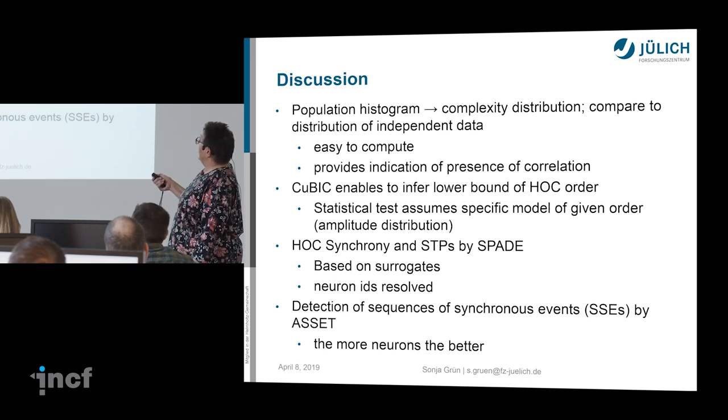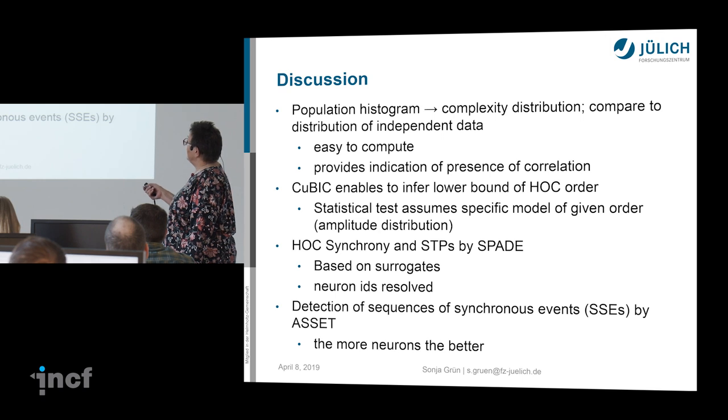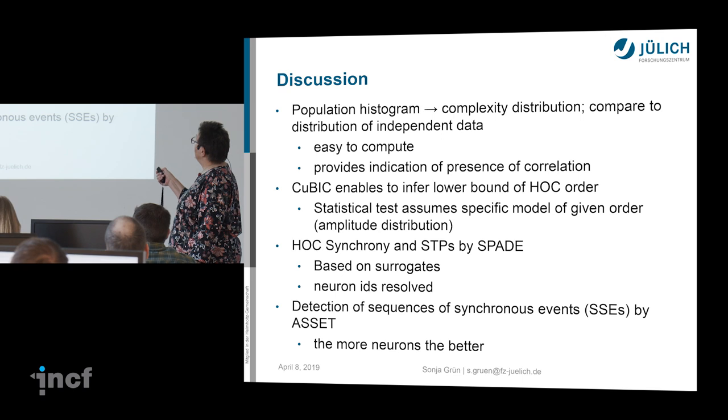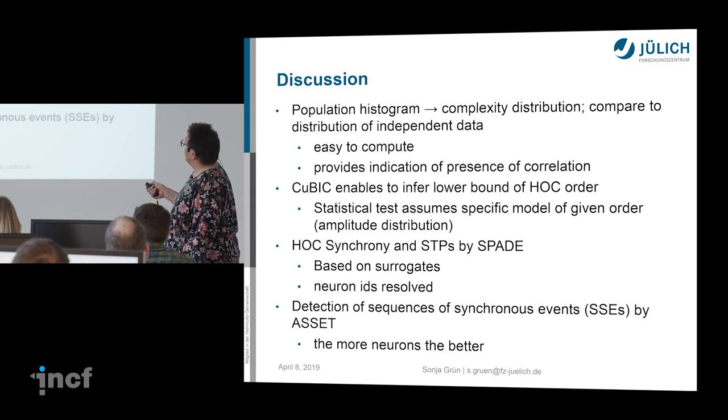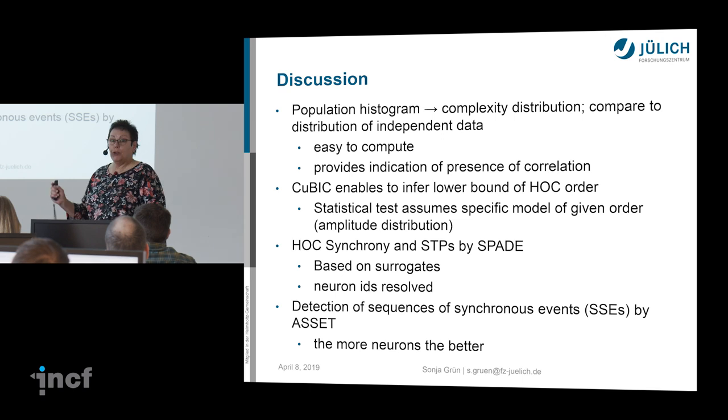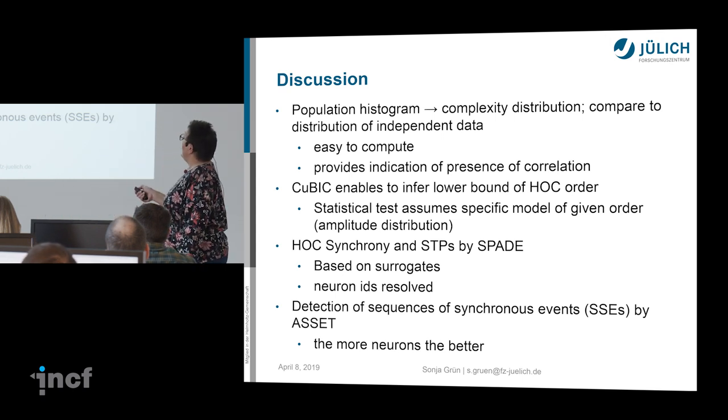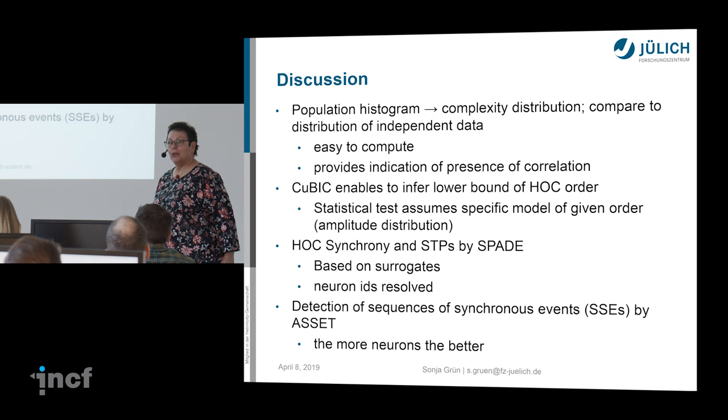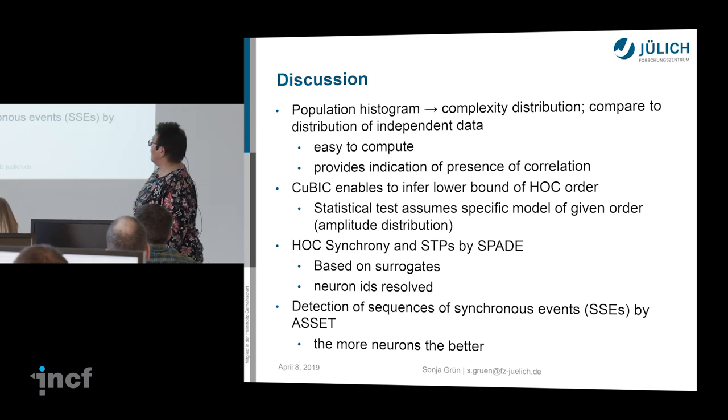Discussion. I showed you different ways of approaching such massively parallel data. The simplest one uses a population histogram, looking at the complexity distribution and comparing this distribution to the one of independent data. It's easy to compute and it provides at least an indication of the presence of correlation. A method I didn't show you is CuBIC, which can infer a lower bound of higher order correlations. It just tells you 7, then you know you have some correlation of at least 7.